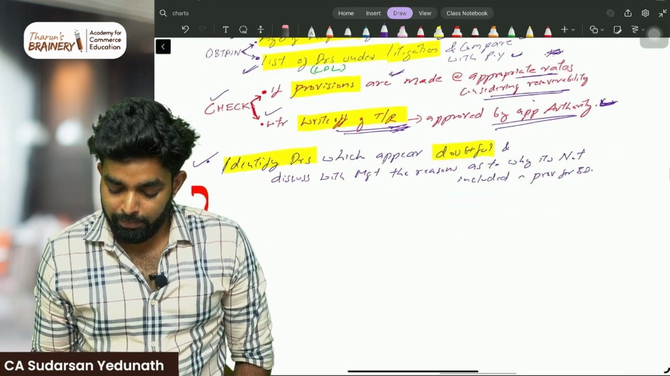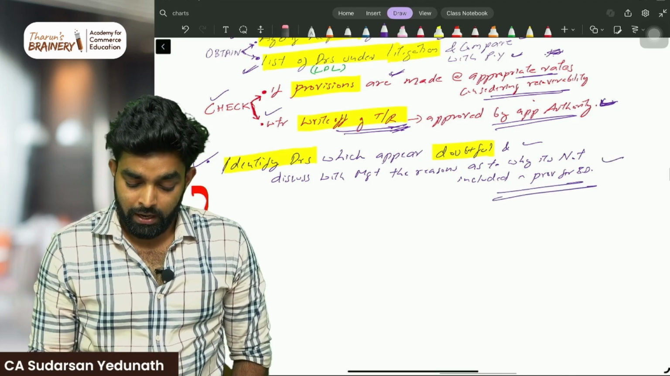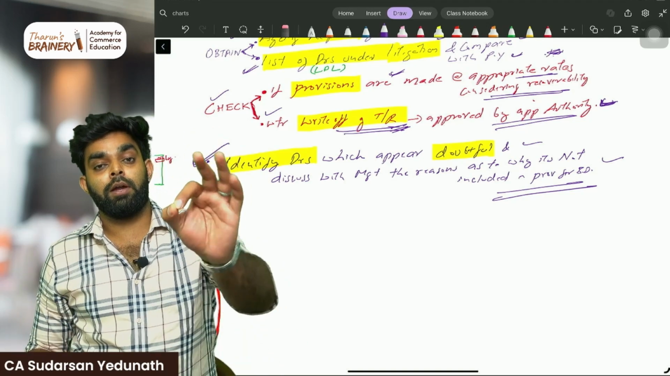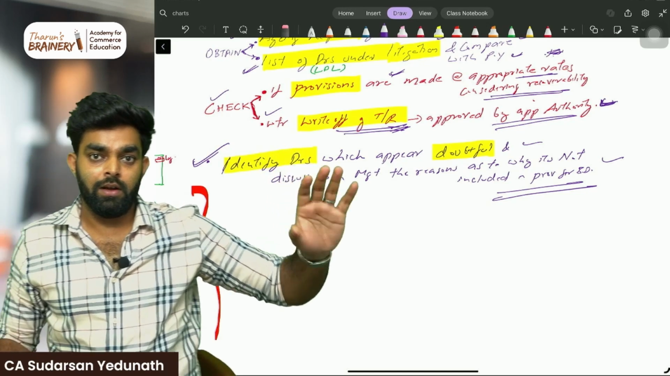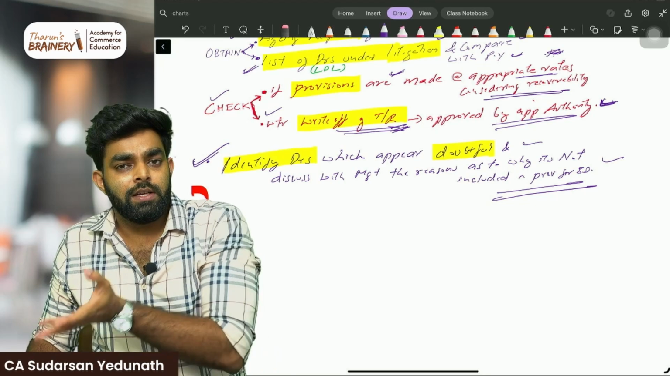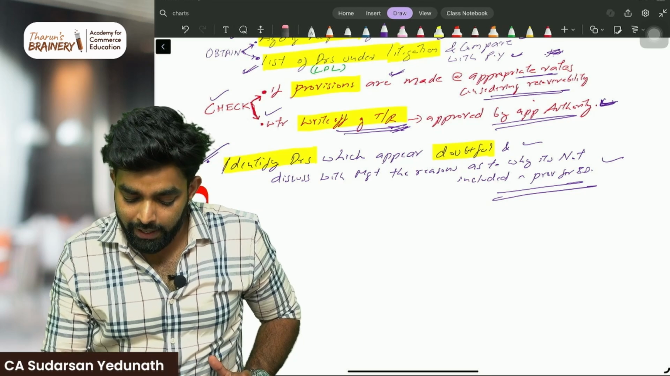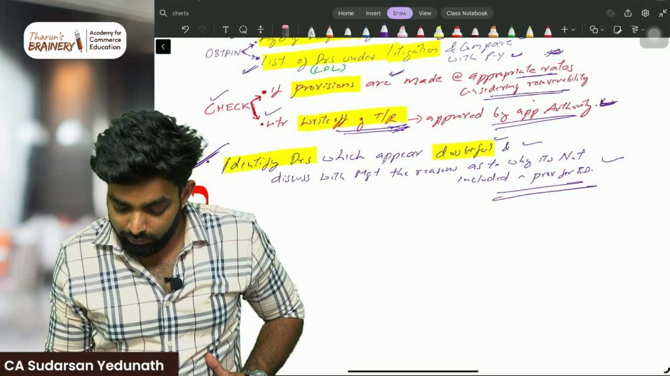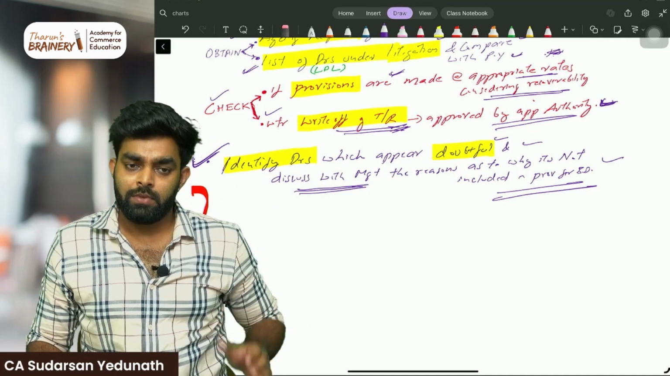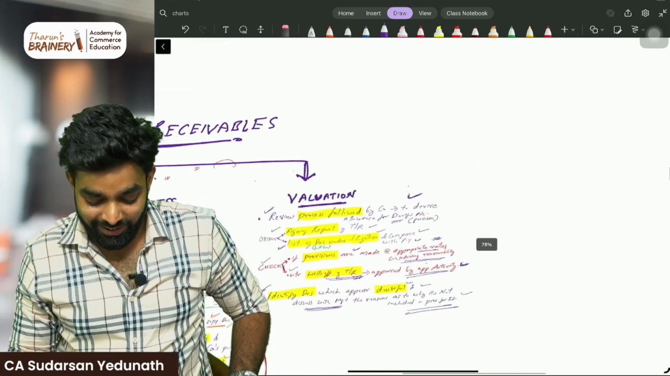Then identify the debtors which appear doubtful and discuss with the management the reason as to why it is not included in provision. Some debtors may not be included as doubtful debts, or provision has not been made. But as an auditor, you feel this debtor has been outstanding for 3 years, but the company has not put a provision for that. Why? So you have to identify all those debtors which appear to be doubtful and discuss with the management why they have not put a provision for them. They are in existence for 3 years. Why have you not put a provision? Simple as that. Ask the management. That's it. Done. Valuation is also done.